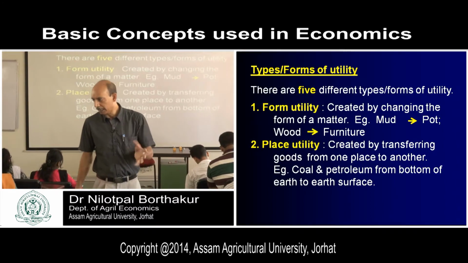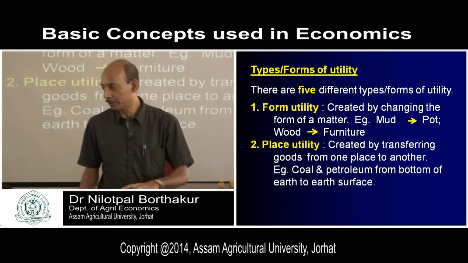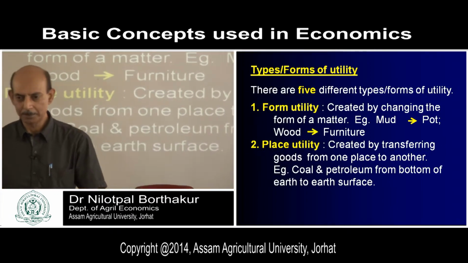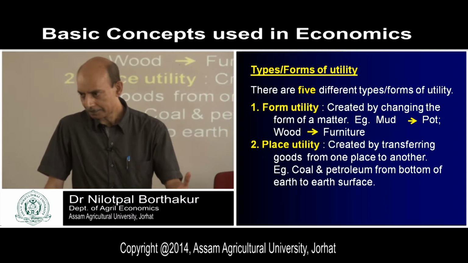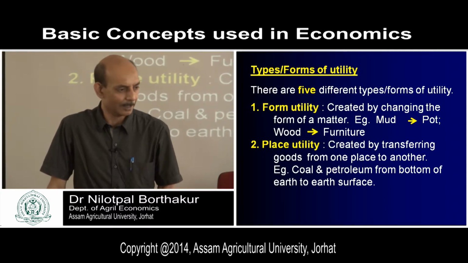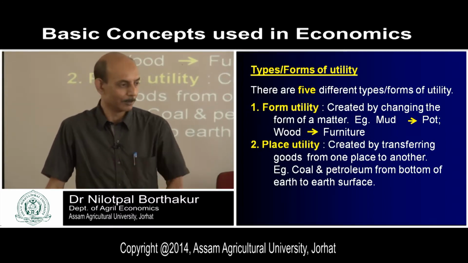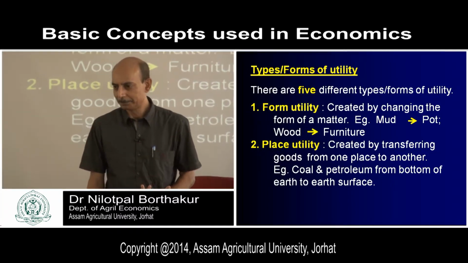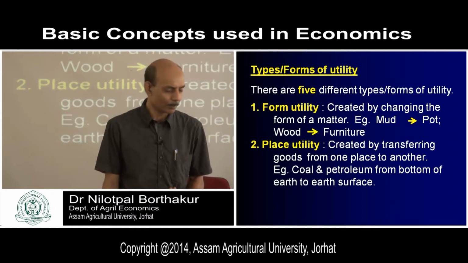If you change the form of a certain commodity, it becomes useful. The potters make different idols with mud. Mud doesn't have any utility to us, but when a big, beautiful idol is made out of it, we buy it for different purposes.